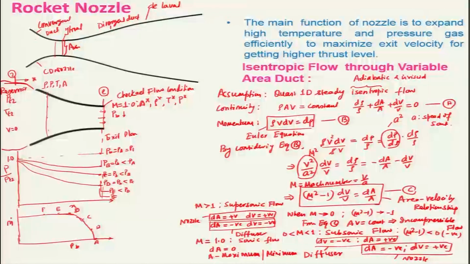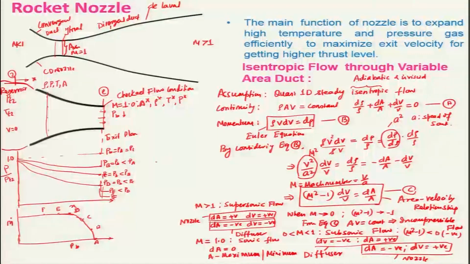For example, in this convergent divergent duct, this area is minimum. So if the flow is subsonic here, that is M less than 1, naturally it will keep increasing through the convergent duct, and after that, when it attains Mach number 1, the flow becomes supersonic, and with the divergent section you get supersonic flow, M greater than 1, and here M is equal to 1.